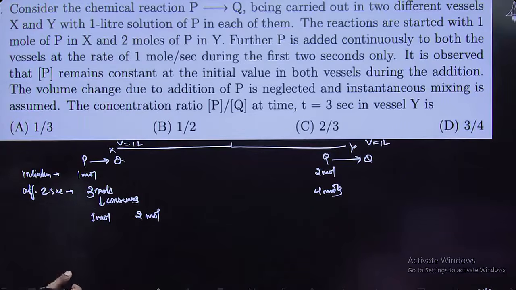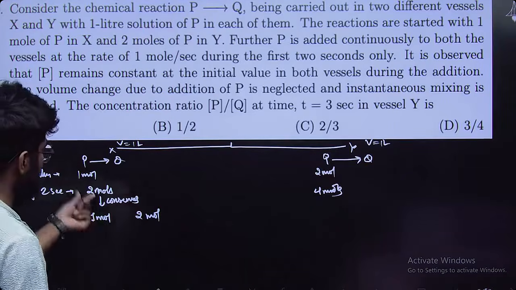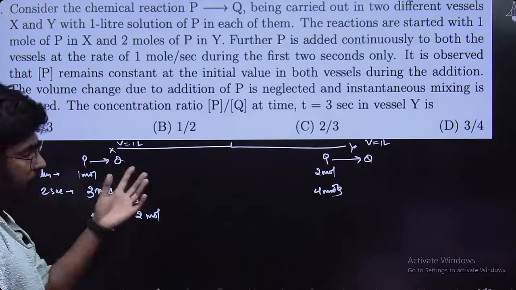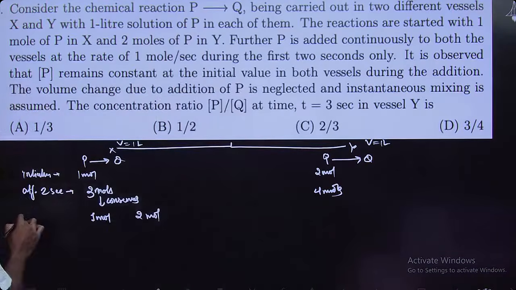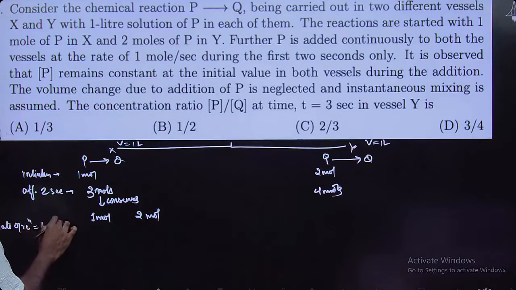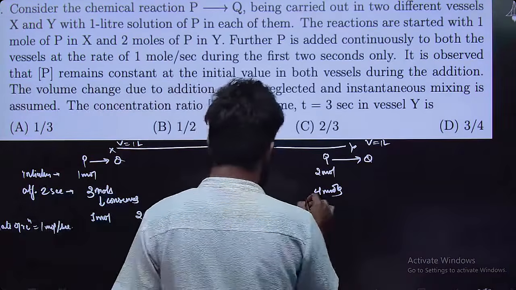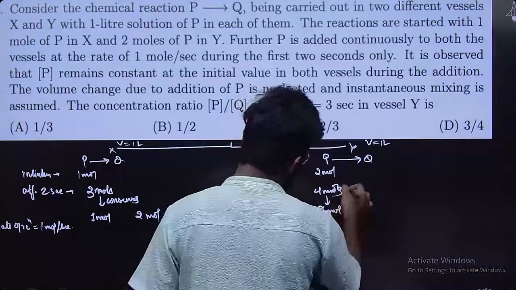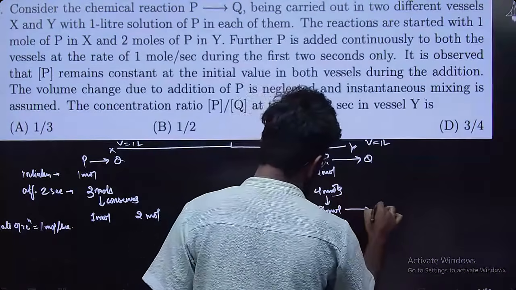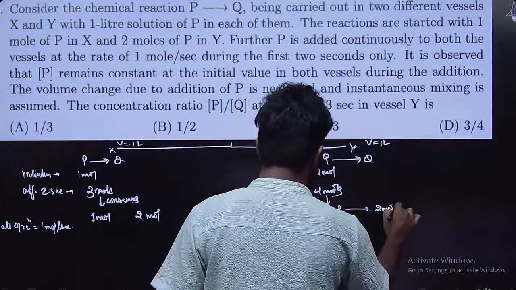So you will get 2 moles of Q after 3 seconds. After 2 seconds, what you will get is 1 mole again for the P, and the 2 that you have added per second will immediately be converted to the Q. So basically we understood one thing from here, that the rate of reaction is 1 mole per second. Means the conversion rate is 1 mole per second, right? Here similarly you will get the initial amount back, because the 2 moles that you have added are rapidly converted here, and you will get 2 moles here, right?